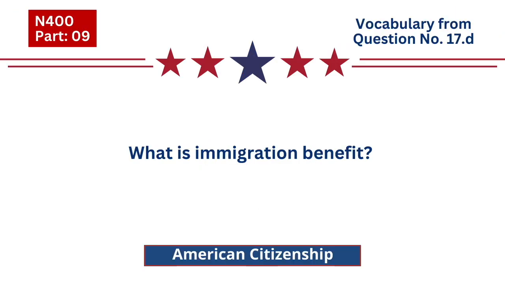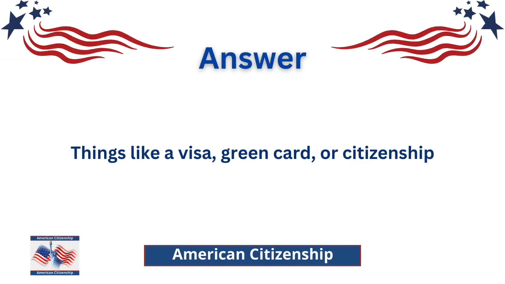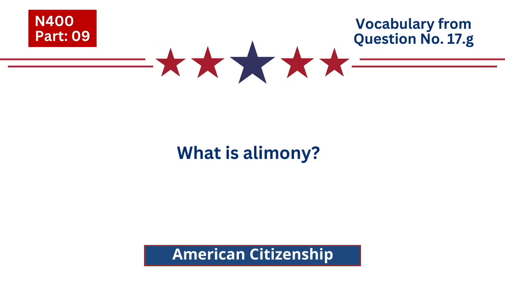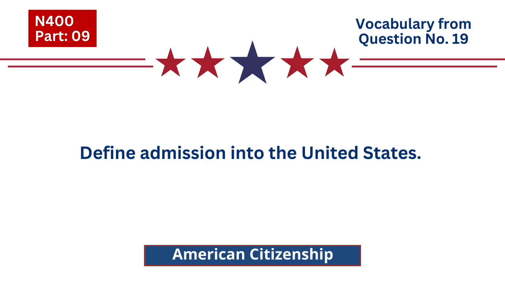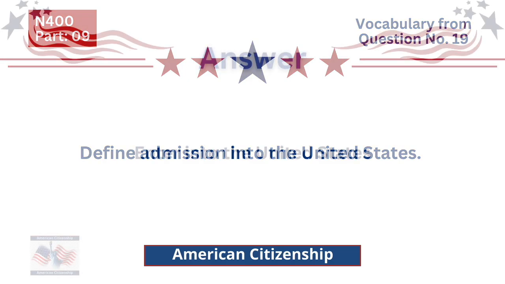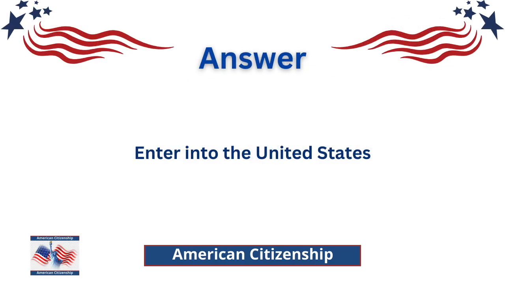What is immigration benefit? Things like a visa, green card, or citizenship. What is alimony? Financial support. Define admission into the United States. Enter into the United States.